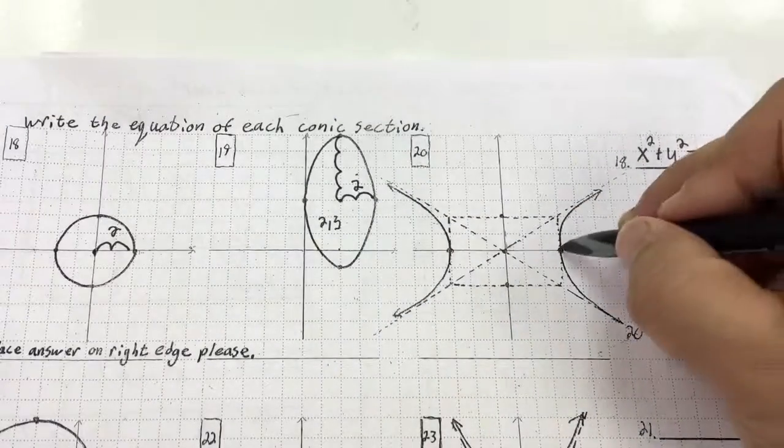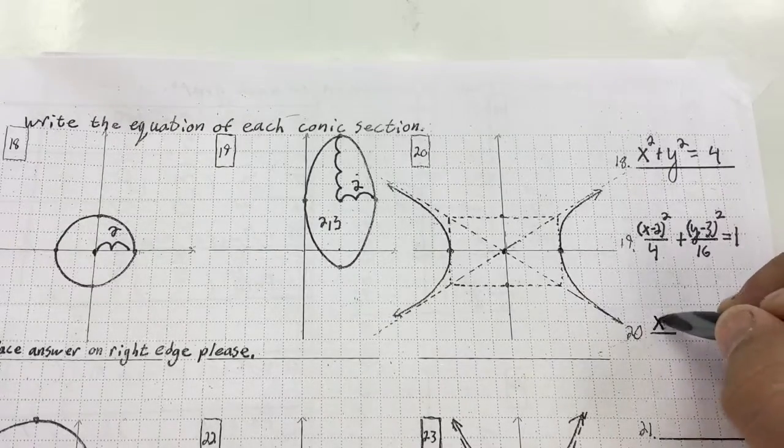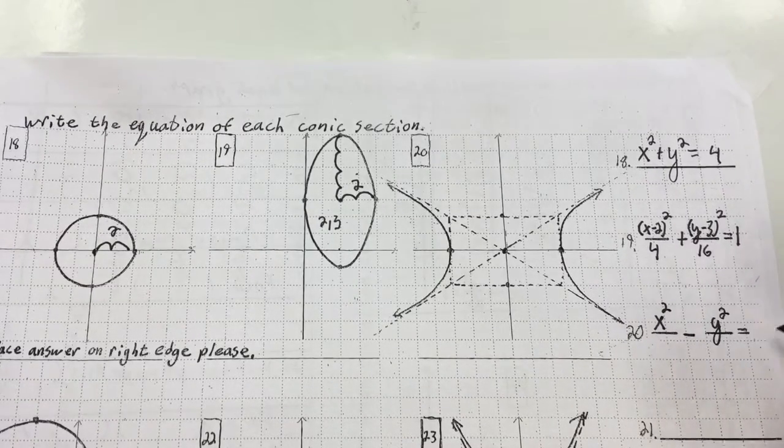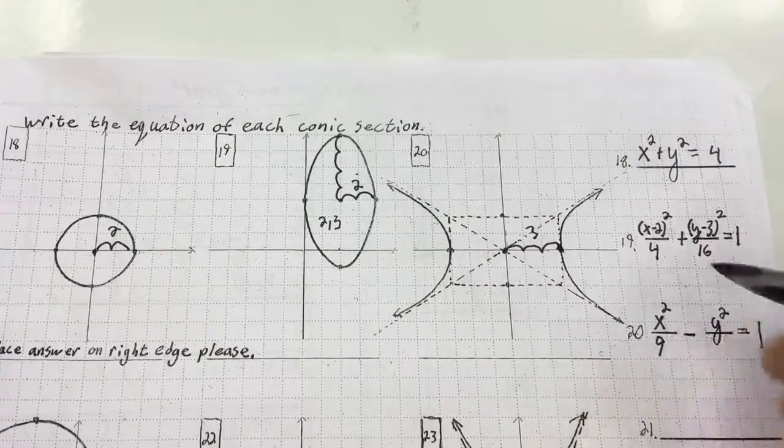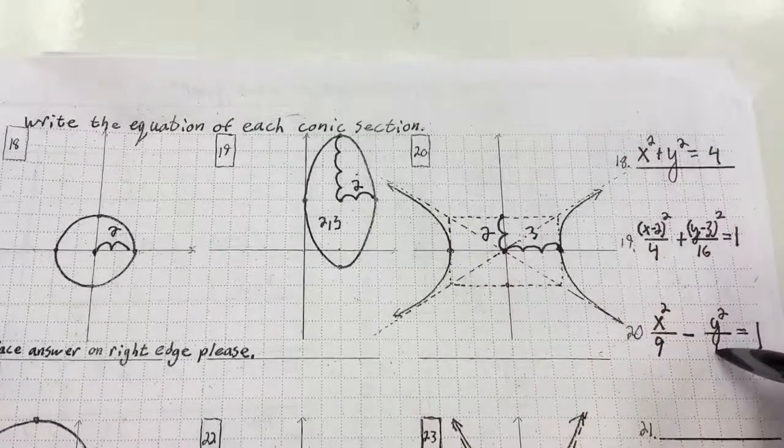A hyperbola, I'm given the vertices and the center. The center is located at 0, 0, so no phase shift. So that's going to be easy enough, just an x squared, y squared, minus sign, equals 1. Now how far is this vertex from the right? 1, 2, 3. 3 squared is going to give me 9. How far up and down do I go? 1, 2. 2 squared is going to give me 4.